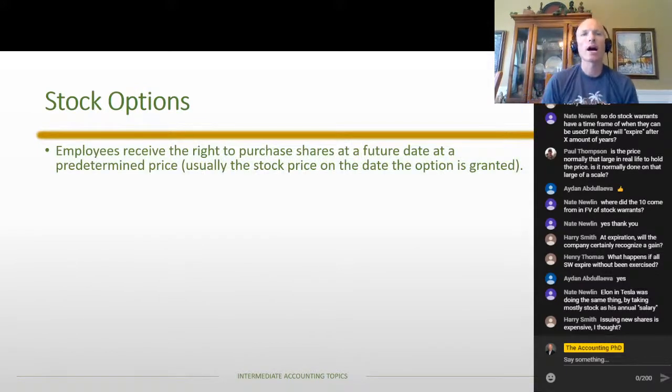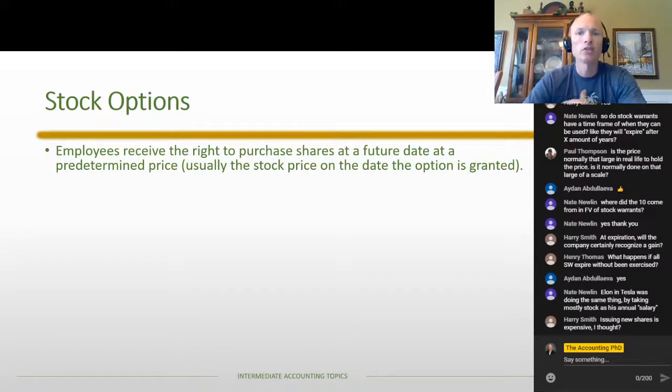All right, so what does a stock option look like? Now getting more specific to a stock option, employees receive the right to purchase shares at a future date at a predetermined price. Usually that price is the stock price on the date that the option is granted. It doesn't have to be, but that's usually what it is. In other words, as an employee I say I will work, and all I ask in return, or partially what I ask in return, is for you to give me the option to buy shares at a future date. That share price is a negotiated item, but usually it's going to be the stock price on the date that the option is granted.